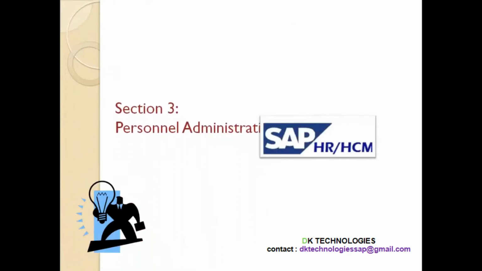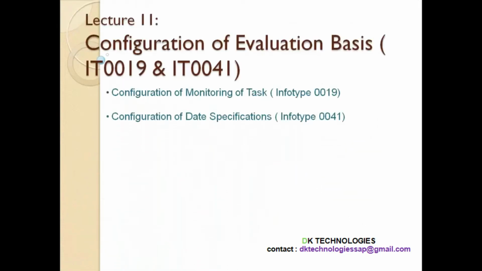Hello everyone. We are going to understand and learn the configuration of evaluation basis, which is nothing but infotype 19 and infotype 41. What is infotype 19? Infotype 19 is monitoring of task and infotype 41 is date specification.